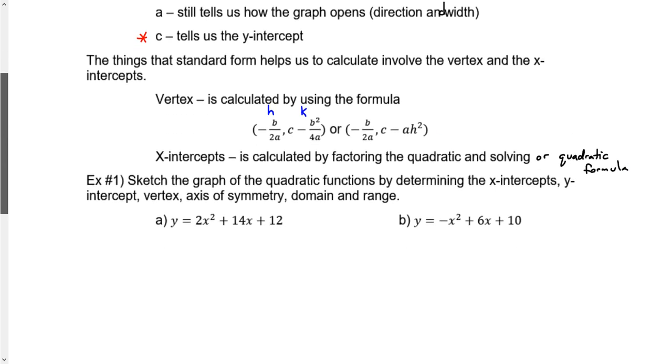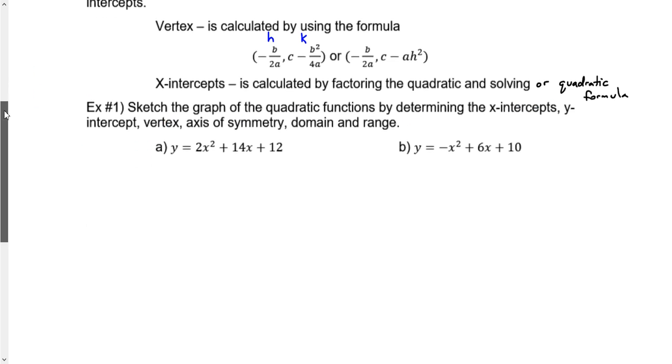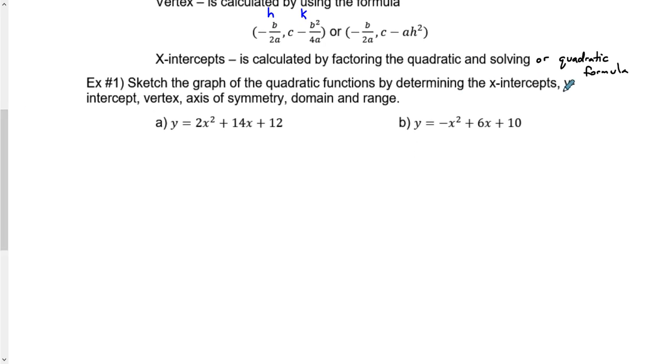So let's do a few things. In our first one, we're going to determine the x-intercepts, y-intercept, vertex, axis of symmetry, domain, and range. So first one, in order to find out our x-intercepts, well, one way we can do it is to factor. So for our factoring, we set our y equal to 0, and then we are able to continue. The first step to factoring is our GCF. So we factor out the 2.